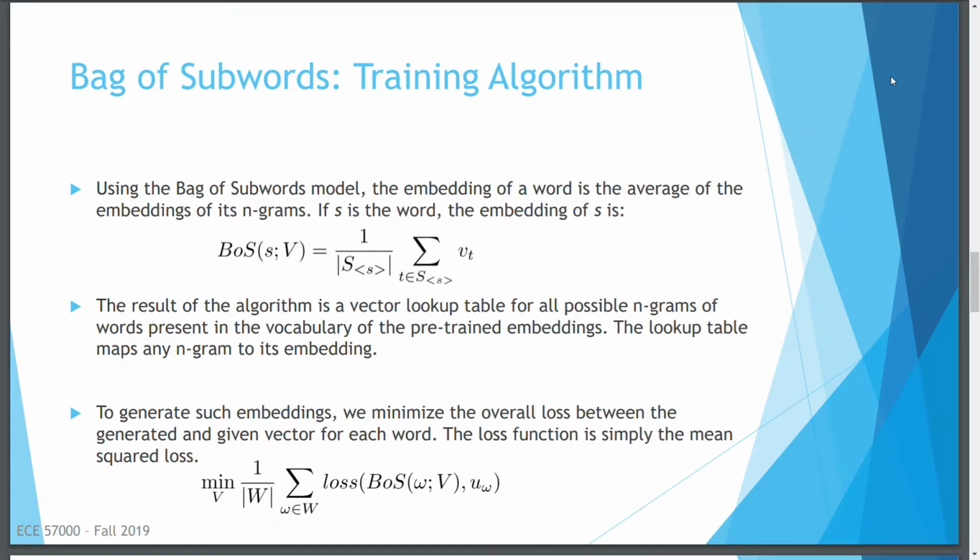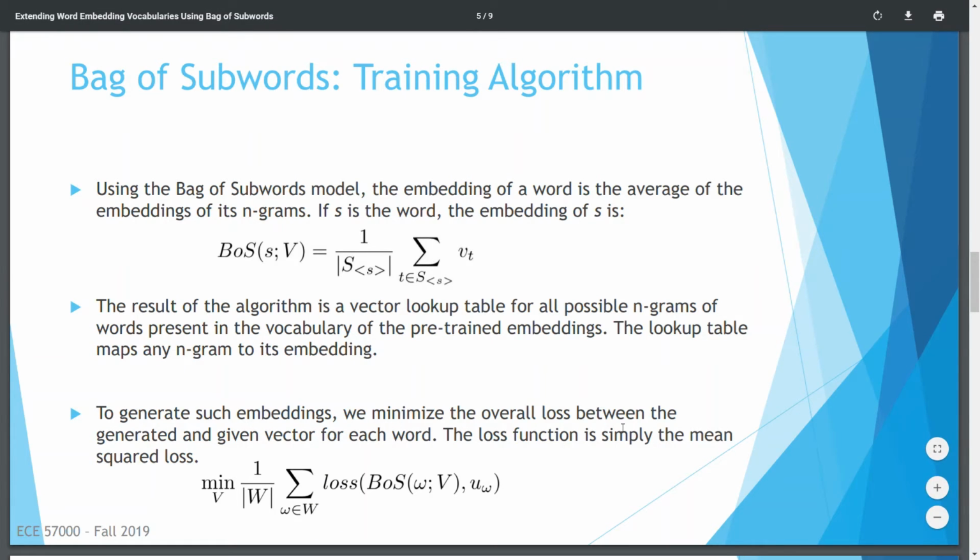Now I'm going to give an overview of the bag of subwords training algorithm. With bag of subwords, the embedding of a word is simply the average of the embedding of its n-grams. That's what this first formula is saying here. For every word, we calculate its n-grams, and for each n-gram, we take the word vector for that n-gram, add them all together, and divide by the total number of n-grams for a word. That is the word embedding according to our model.